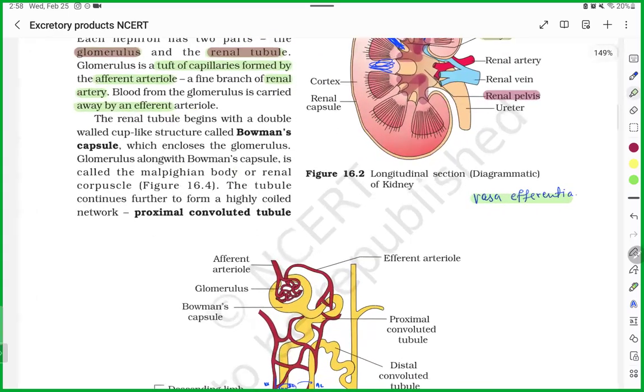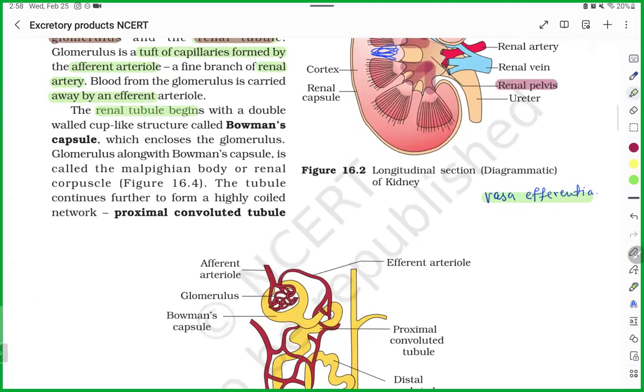The renal tubule begins with the double wall cup structure known as Bowman's capsule. Double wall, and this will cover the glomerulus. So glomerulus plus Bowman's capsule is known as Malpighian body, or renal corpuscle.